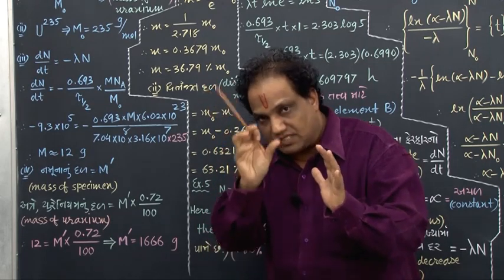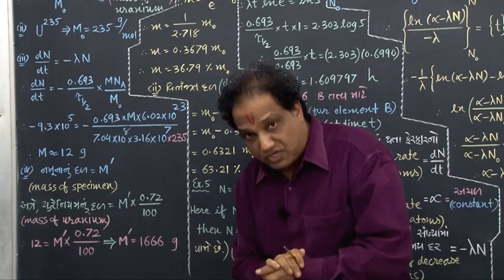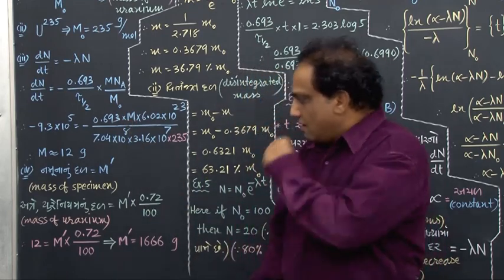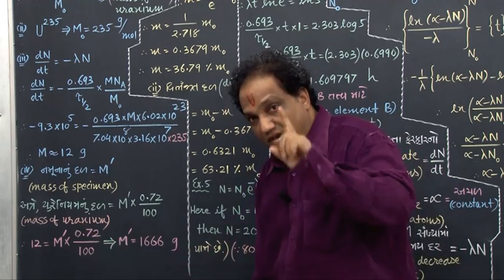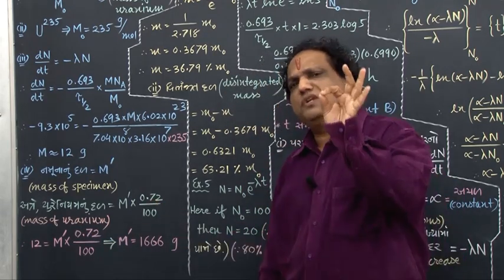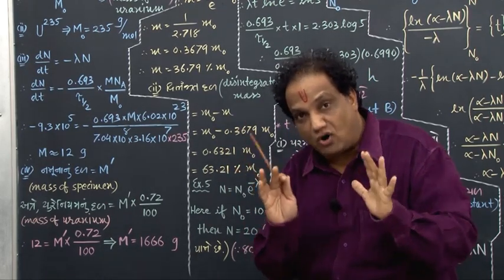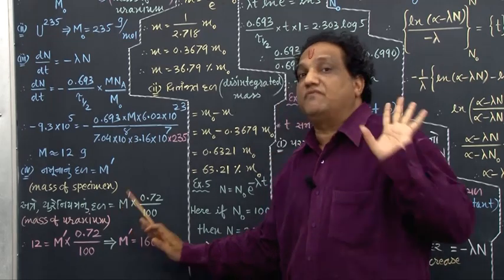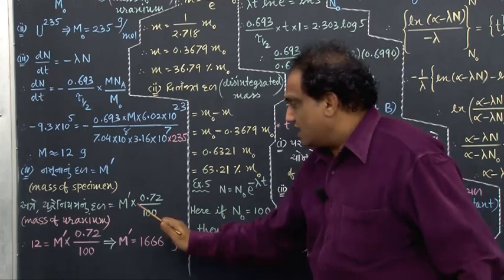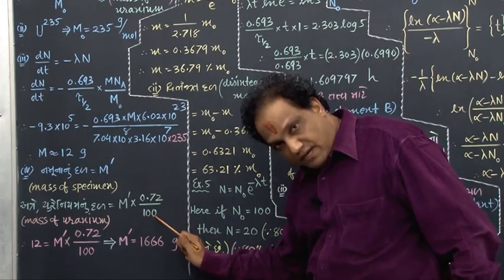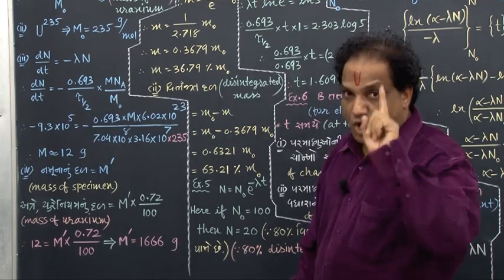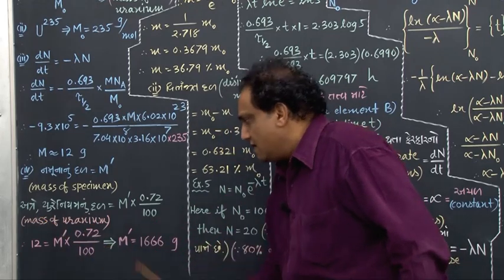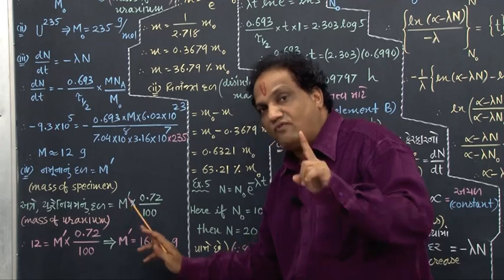Now mass of the specimen in the ore of uranium, we have taken some sample, some specimen, and mass of that specimen I am taking M dash. In that, how much is the mass of uranium? That mass we have found out, it is 12 gram. Okay, fine. Mass of uranium, they have given in the statement, it is just 0.72% of mass of specimen of ore of uranium. Mass of specimen of ore of uranium we have taken M dash, and it's 0.72 percentage. It's 0.72 percentage means multiply by 0.72 divided by 100. Okay, it is not 72 percentage, it is 0.72 percentage. So multiply by 0.72 divided by 100. Got it? Fine.